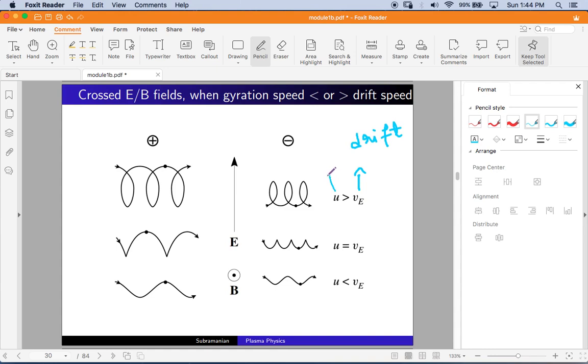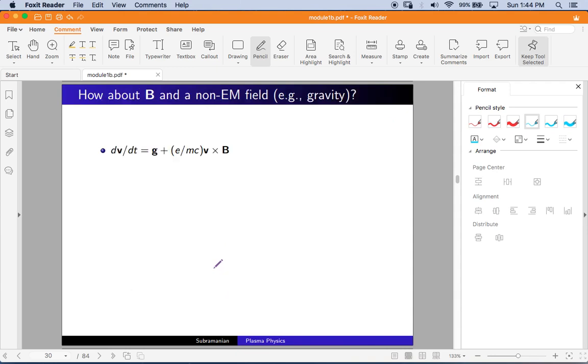And this would be... So this gives you a qualitative feel for how things can be. Okay, when the gyration speed is less than, or equal to, or even greater than the drift speed, that would be the greater than the drift speed. And this would be much less than the drift speed. Okay, so these are interesting limits.